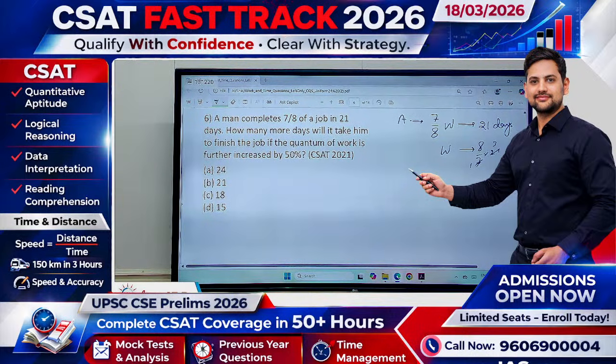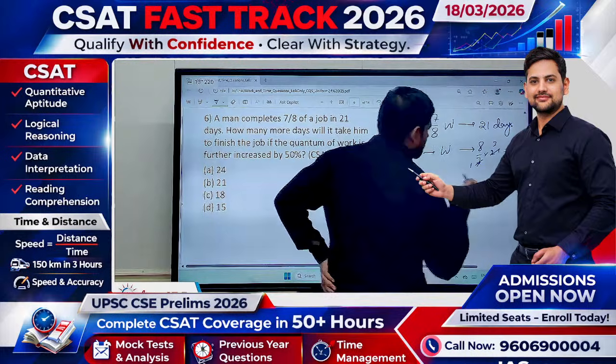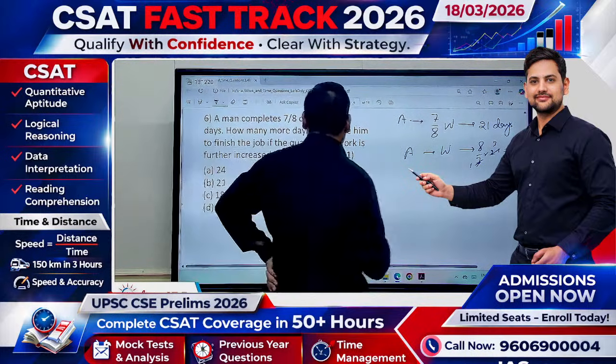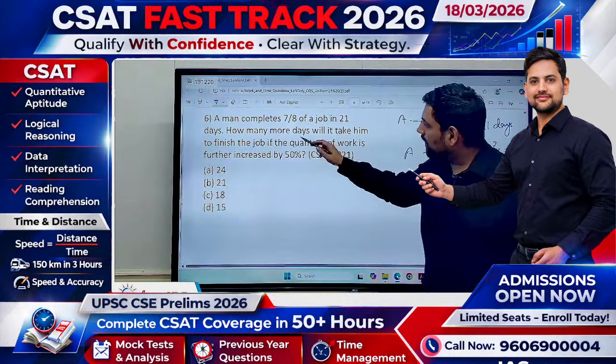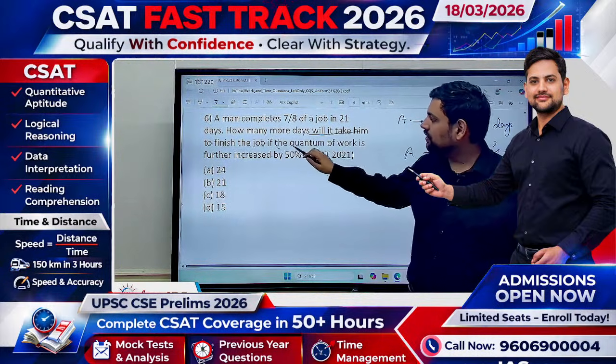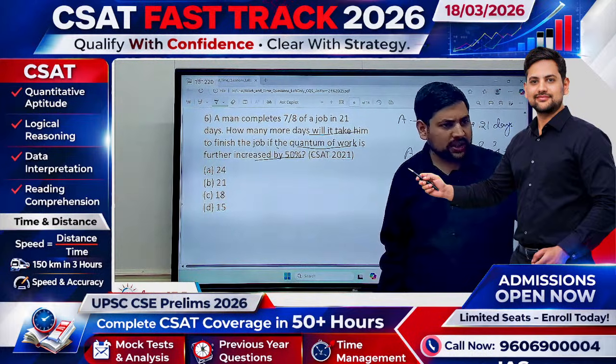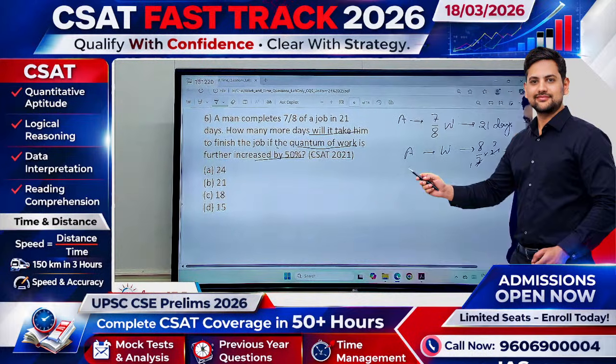Now it says, now it is asking you how many more days will it take him to finish the job if the quantum of work is increased by 50%. Quantum of work is increased by 50% means what?